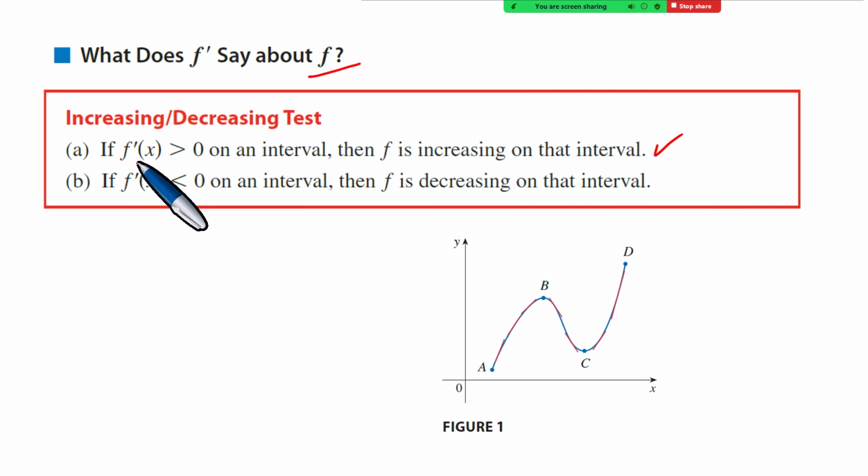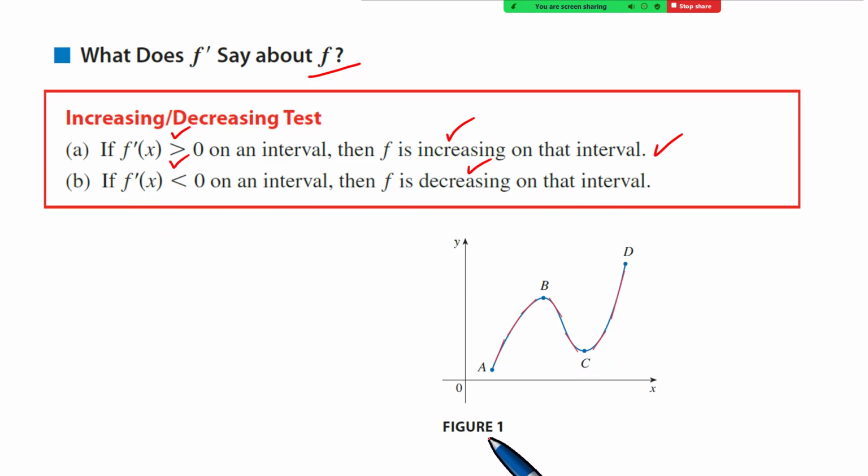So if the derivative is positive on an interval, it means f is increasing. So increasing goes with the positivity of the derivative. If the derivative is positive, bigger than zero, then we have an increasing function on that interval. What happens if the derivative is negative? If f prime of x is negative, less than zero on an interval, then f is decreasing on that interval.